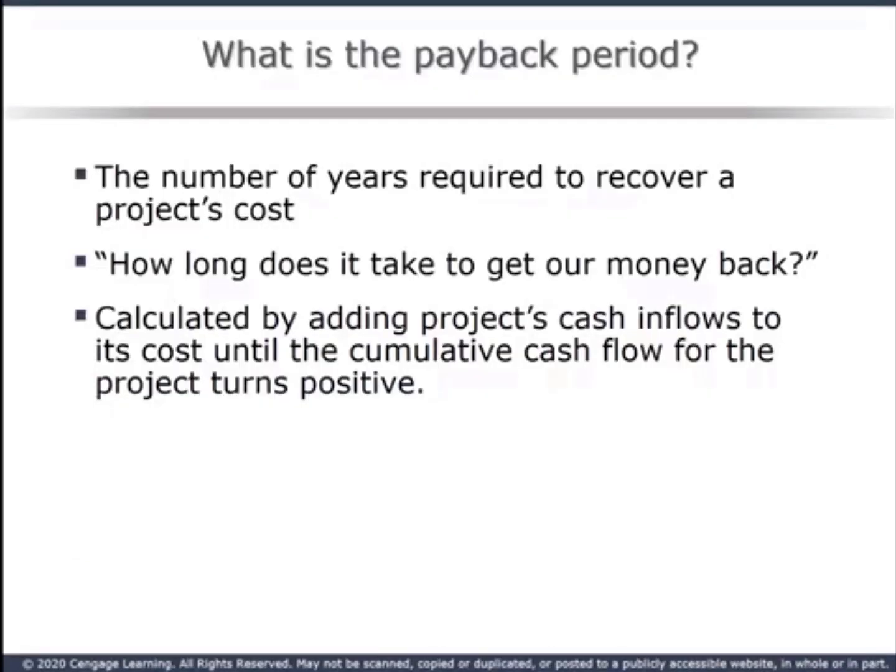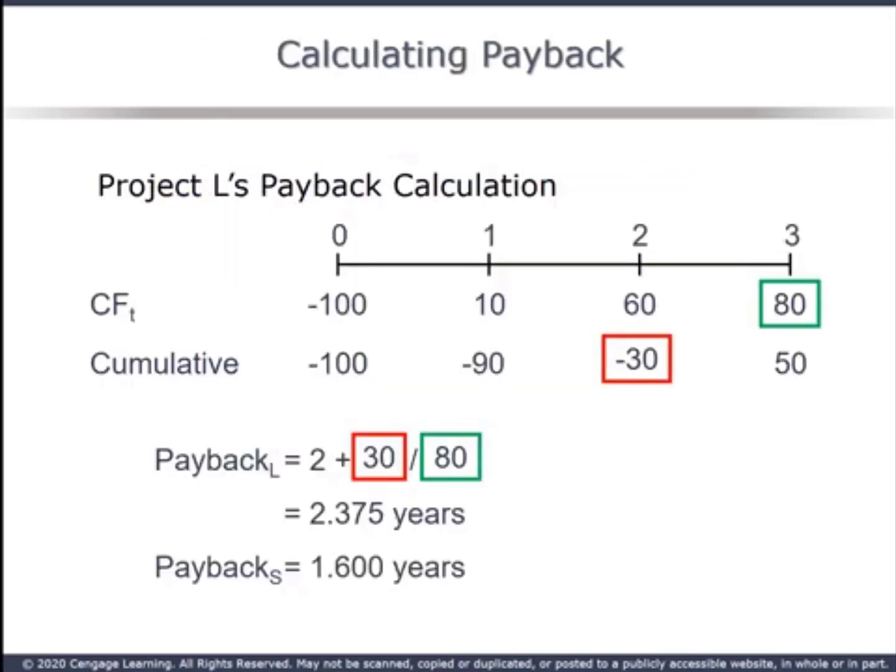Our last 2 methodologies are payback and discounted payback. Payback is the number of years to recover the project's initial cost. It's one of the easiest to understand metrics, and we'll walk through an example. Using Project L again. Accumulate the cash flows from time 0 to the last year. We're looking for when the sign of the accumulated cash flows changes from negative to positive. For Project L, the sign change occurs between years 2 and 3.